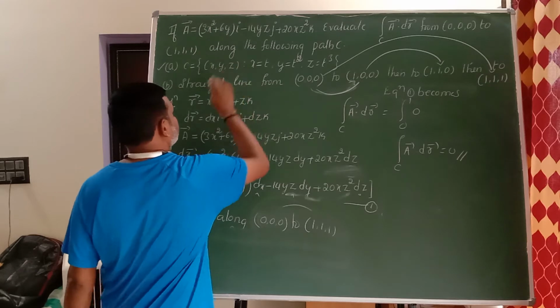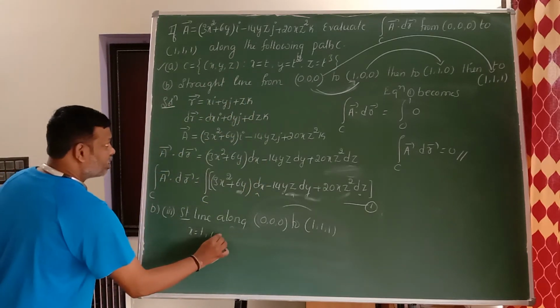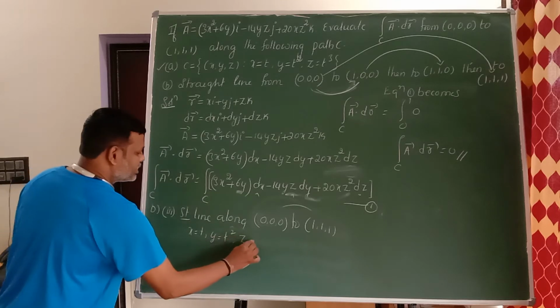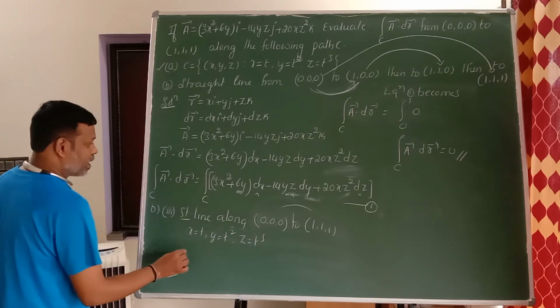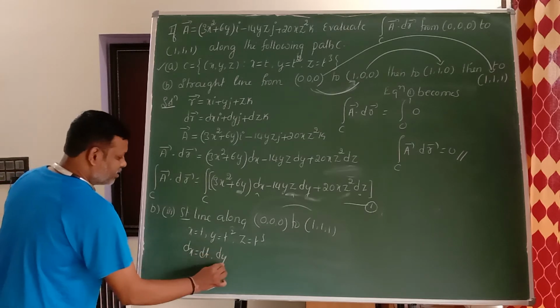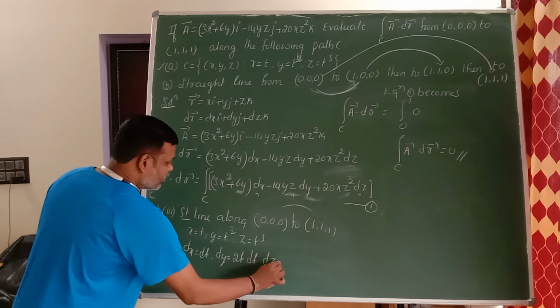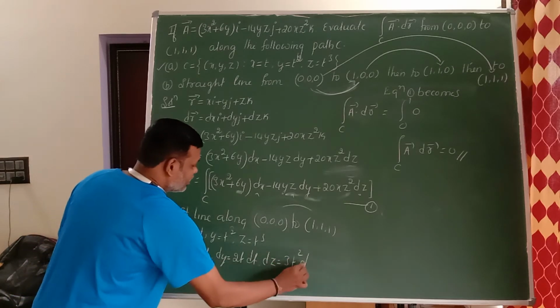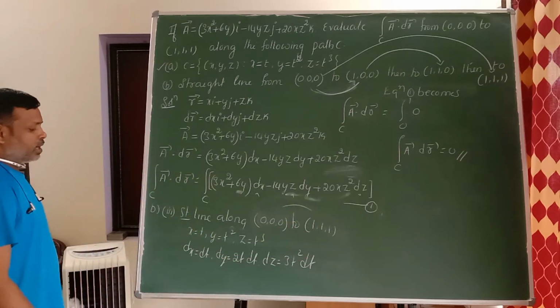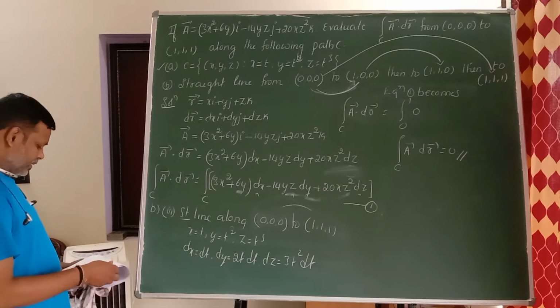The equation is given here. What is that? x is equal to t, y is equal to t square, z is equal to t cube. Then what happens here? dx is equal to dt, dy is equal to 2t dt, dz is equal to 3t square dt. This is what. Now just substitute here.